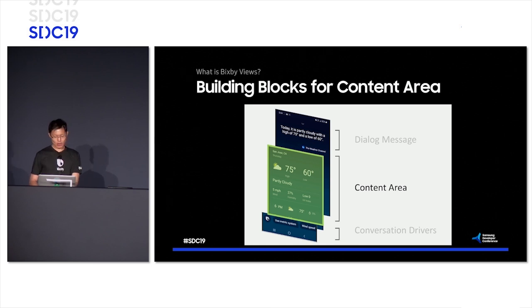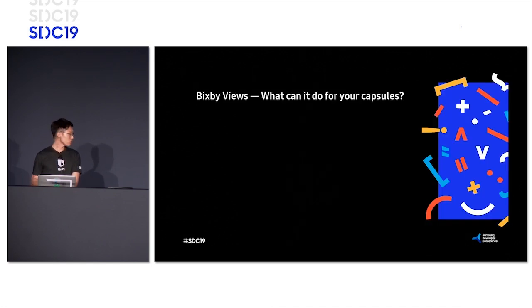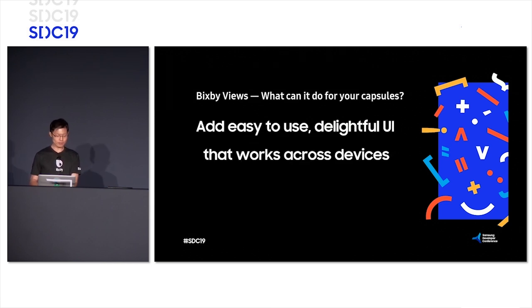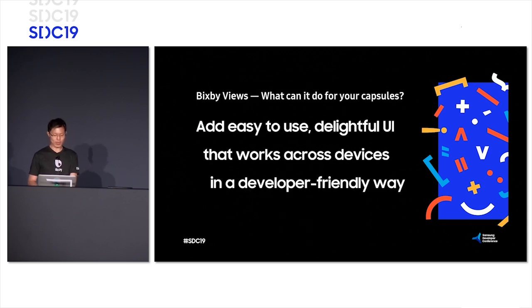Bixby View is about content area, where you have pretty complex layout to display weather information, like this example. It provides building blocks for content area. Let me introduce Bixby Views by describing what it can do for your capsule. I'd like to summarize it this way. It allows you to add easy-to-use, delightful UI to your capsule that works across devices in a developer-friendly way.